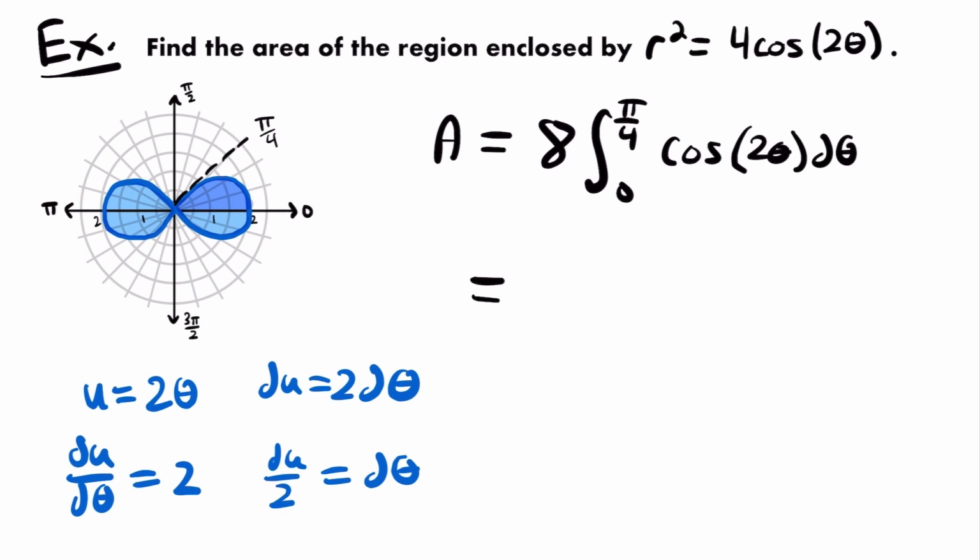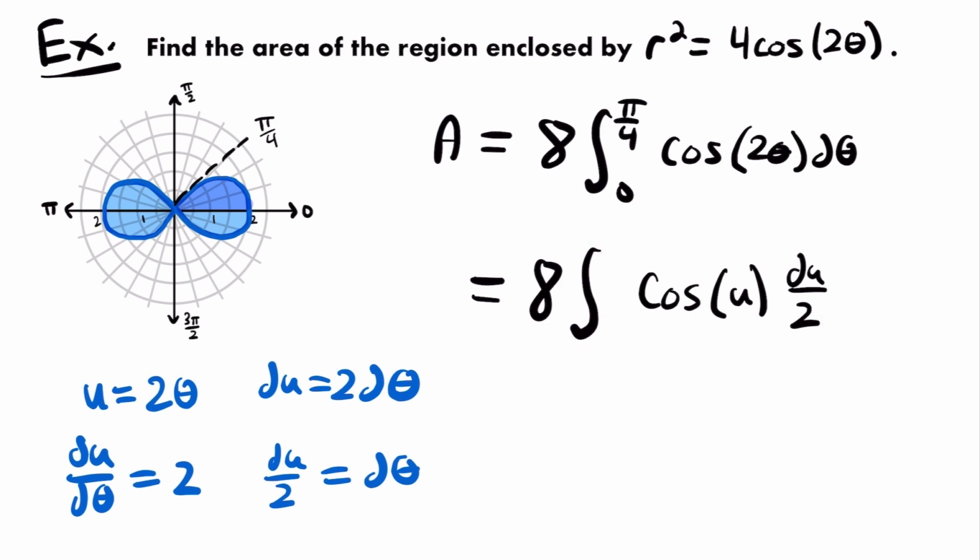All right, so the area is equal to 8 times the integral, and I'm going to rewrite our bounds of integration in terms of u in just a second. So I'm going to leave those blank for now. I'll come back to that. And then inside the integral, we'll have cosine of u times du divided by 2.